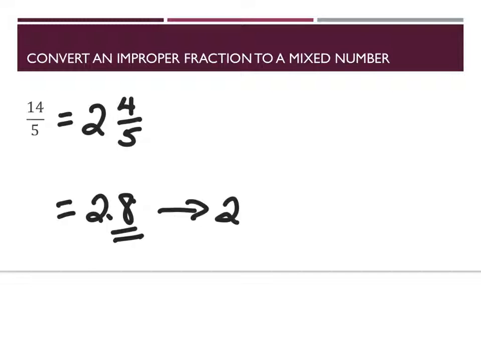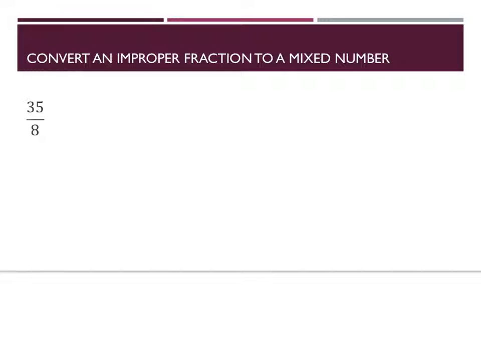So on my calculator screen, all I'm seeing now is the 0.8. Then I change that to a fraction. When I change 0.8 to a fraction, that tells me 4/5. So I don't have to do all the mental gymnastics. Let's try it again. 35 over 8.